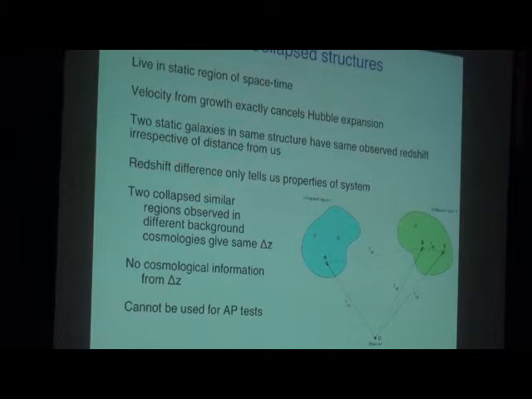Redshifts only equate to distances when the objects are moving with the Hubble expansion. If you have static objects, that's no longer true. So this fact limits small-scale Alcock-Paczynski tests. Basically, for small local pairs of galaxies that have collapsed into static space-time, that pair of galaxies will have the same cosmological redshift, and any difference in the redshifts will simply tell you their relative peculiar velocity with respect to each other.